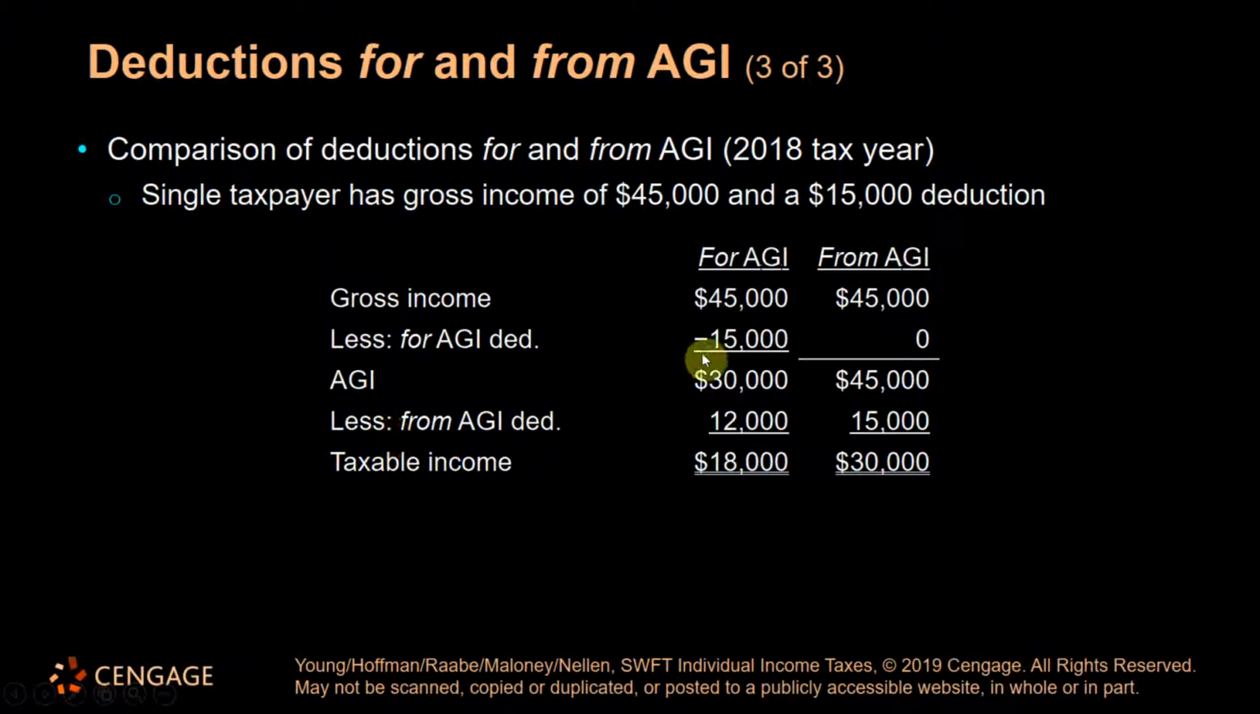So for AGI, we have a $15,000 reduction that reduces our AGI to $30,000, and then we deduct the from AGI deductions of $12,000 in this case, and we have taxable income of $18,000. You can see the difference when we can take a deduction for AGI and from AGI. So we'll be talking about some types of Schedule E and Schedule C deductions that are for AGI.